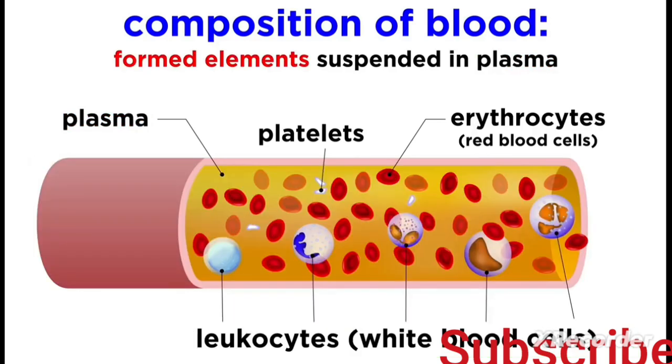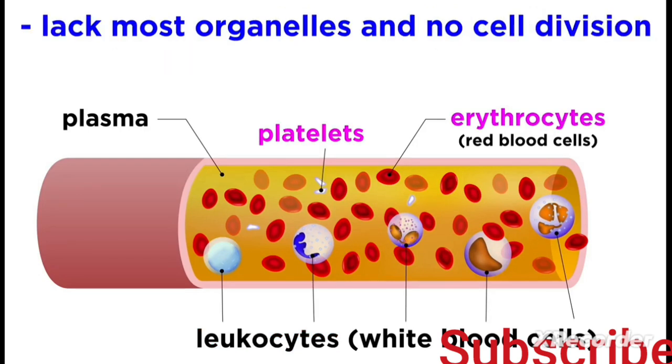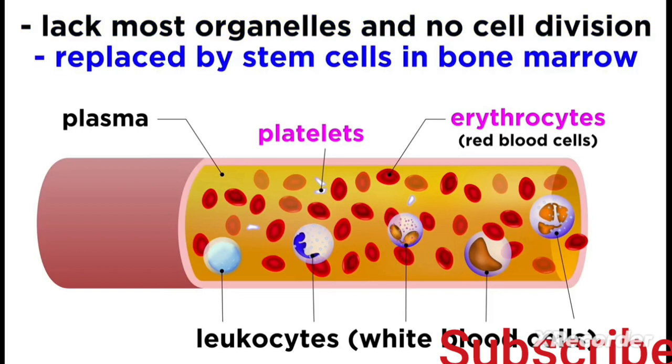Moving to the formed elements, these are erythrocytes, or red blood cells, leukocytes, or white blood cells, and platelets. Red blood cells and platelets are interesting in that they don't possess all the typical organelles, and they don't divide. They are replaced by stem cells in the bone marrow.